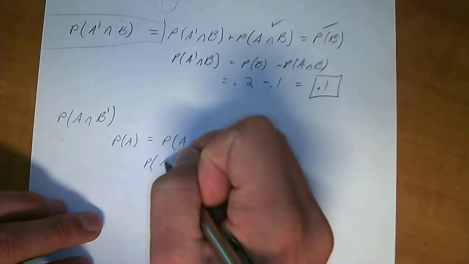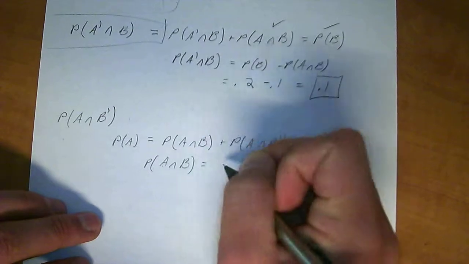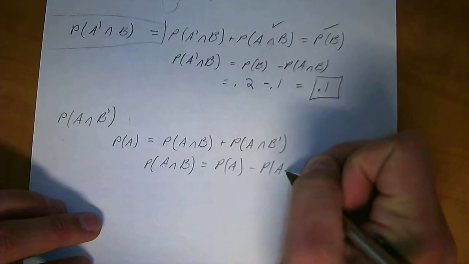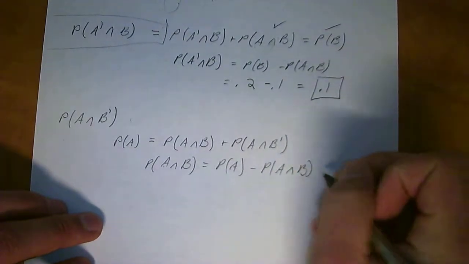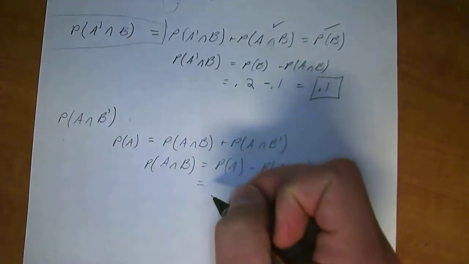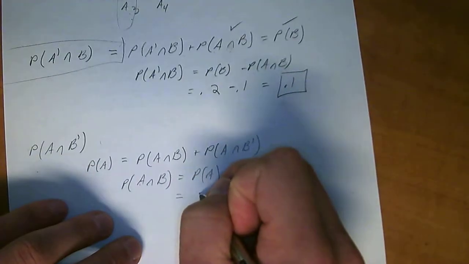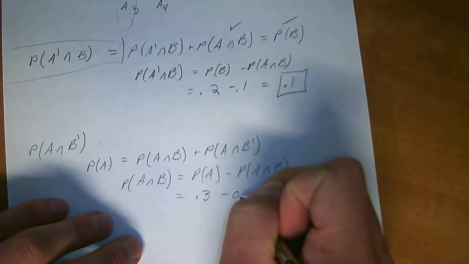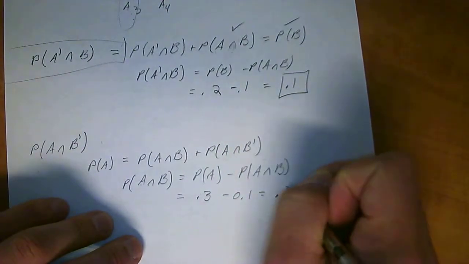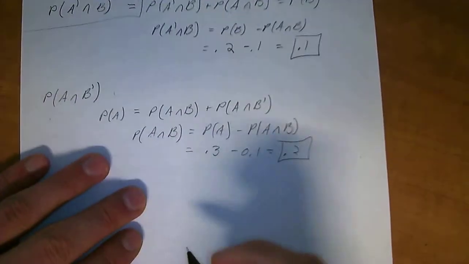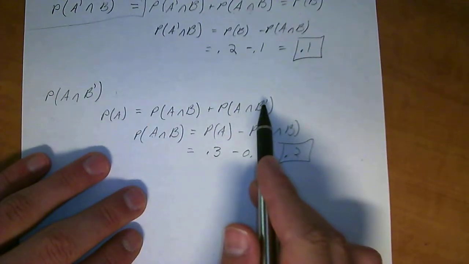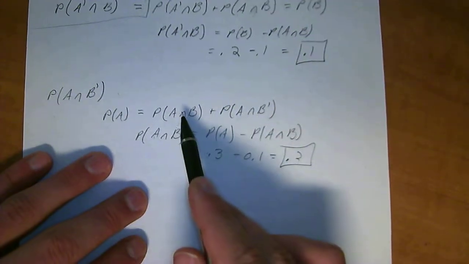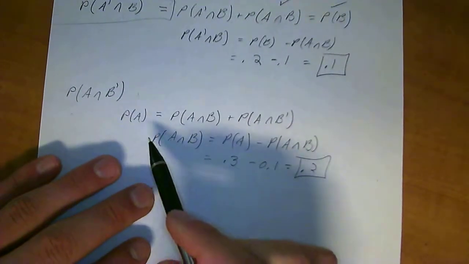Again, you get the probability of A intersected with B not is equal to the probability of A minus the probability of A intersected with B, which is equal to 0.3 minus 0.1, which is equal to 0.2. So not too bad. You just have to know that in order to get the probability of A, you use this little property. And it is a formula to have to remember, but it's really handy for a lot of stuff.